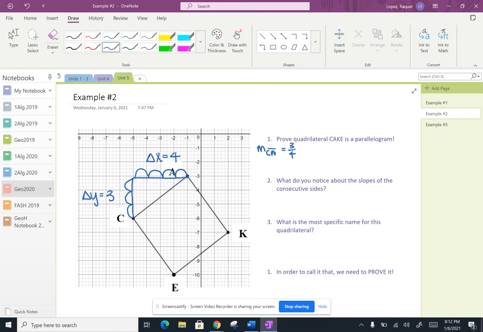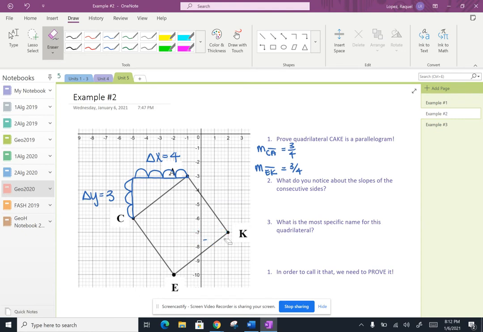Okay, now let's check the slope of EK. Let's do the same thing, going from E to K. Let's see. My change in y is going to be 1, 2, 3. I went up 3, and 1, 2, 3, 4. That means my change in x is going to be 4. So the slope of EK is going to be 3 over 4. Okay, so far so good.